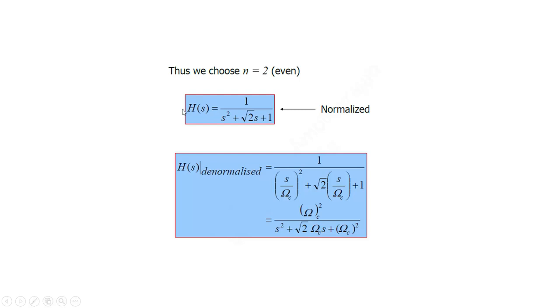And we can formulate the transfer function by this formula, 1 over the Butterworth polynomial, which is s square plus under root 2 s plus 1. So this is the normalized transfer function, because this 1 is here. Once this 1 is here, that means it is normalized. To denormalize the transfer function, we have to replace every s in the expression by s over omega c. So once you do that, this is your denormalized transfer function expression. This is how we can design a Butterworth filter.